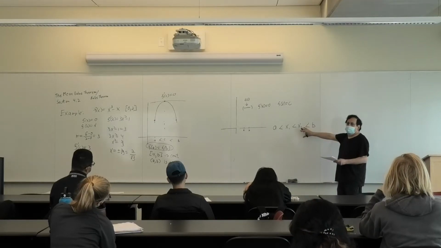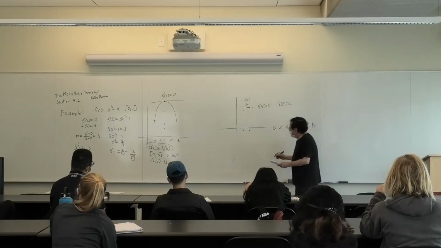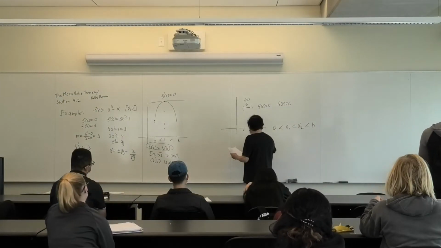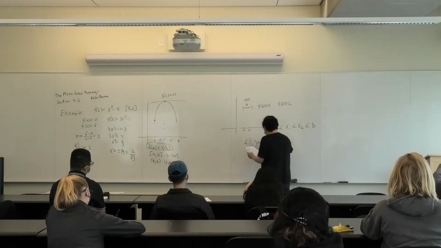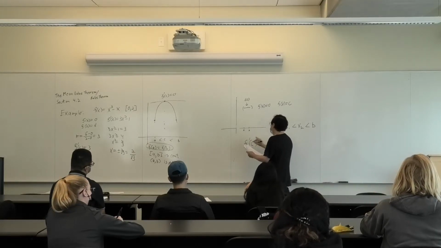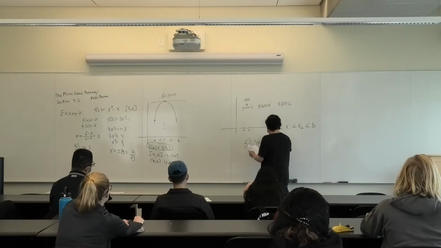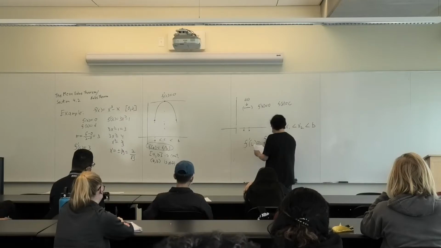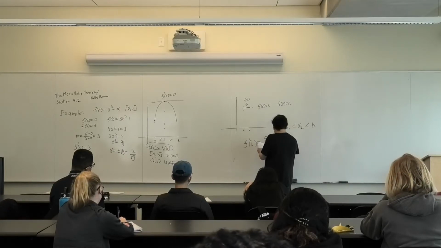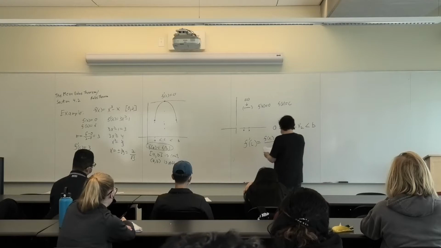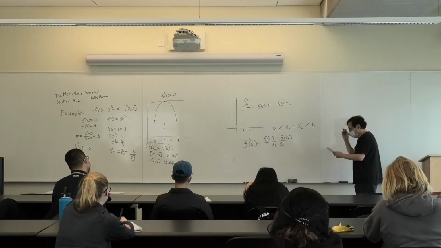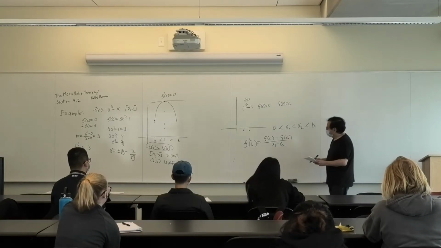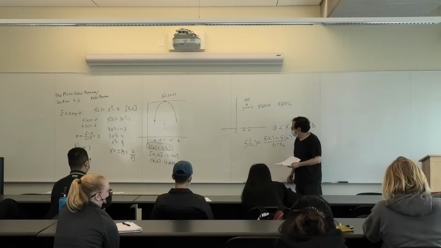Two numbers. So by the mean value theorem, there's a c such that the derivative at c is equal to f of x1 minus f of x2 over x1 minus x2. There's a c such that this is the case.